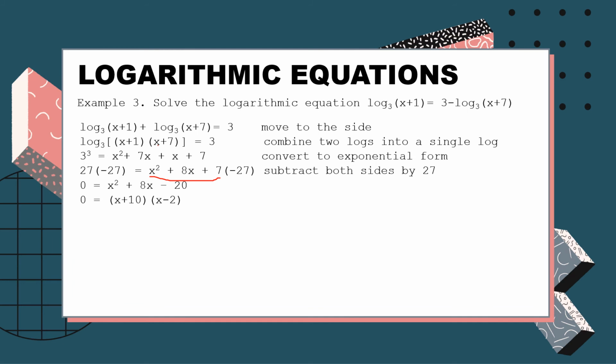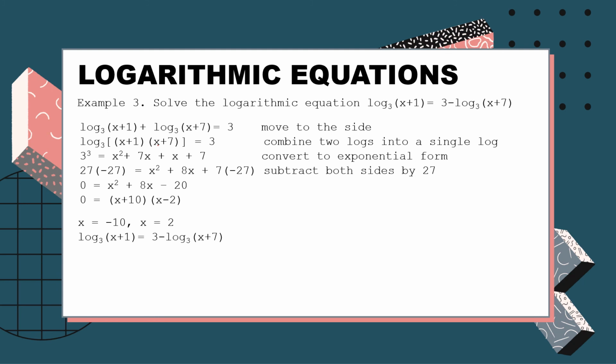We subtract both sides by 27 so that the left hand side will be 0. And 7 minus 27 is negative 20. So we have x squared plus 8x minus 20. And we factor this equation. So we have x plus 10 times x minus 2. So we have the solutions x equals negative 10 and x equals 2.